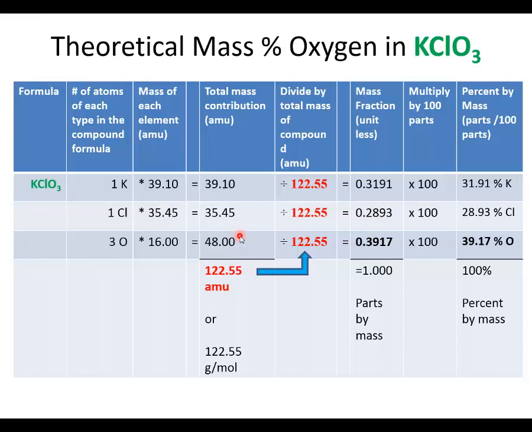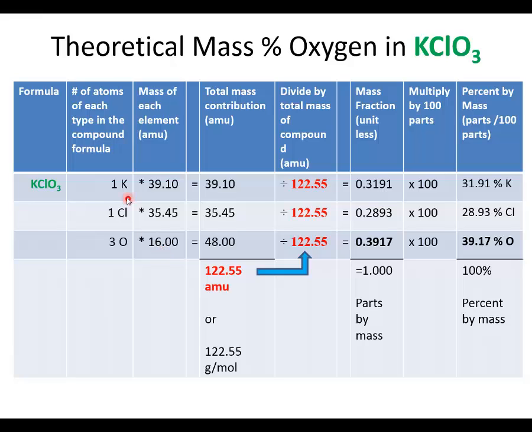So for this table, I went ahead and defined my formula, potassium chlorate, as KClO3. For my number of atoms in each type, I said I had 1 potassium atom, 1 chlorine atom, and 3 oxygen atoms. I looked to the periodic table to find the molar masses for each type of element. So I have 39.10 grams for potassium, 35.45 grams for chlorine, 16 grams per mole for oxygen.